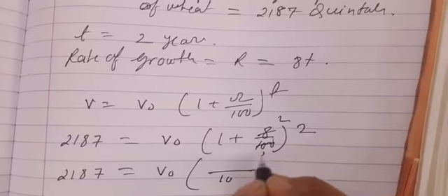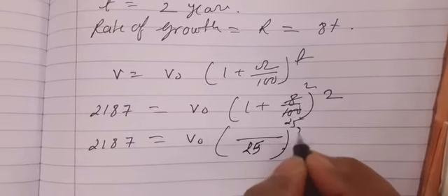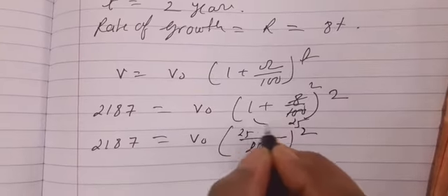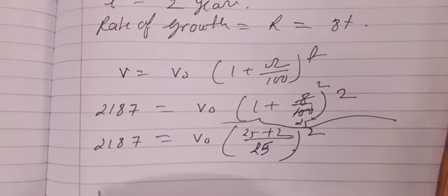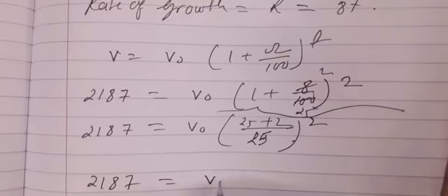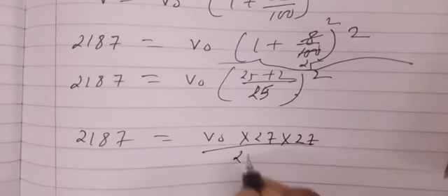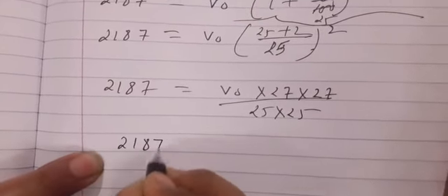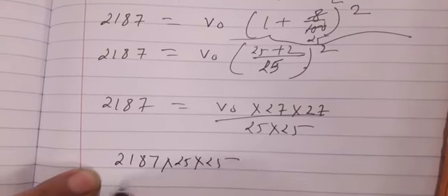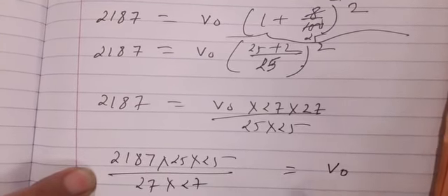4 2s are 8, 25 4s are 100, so we take LCM 25, and here it is 25 plus 2. So 2187 equals V0 into 27 divided by 25, into 27 divided by 25. Now we will transfer all the numbers here. So it is 2187 into 25 divided by 27, into 25 divided by 27, equals V0.